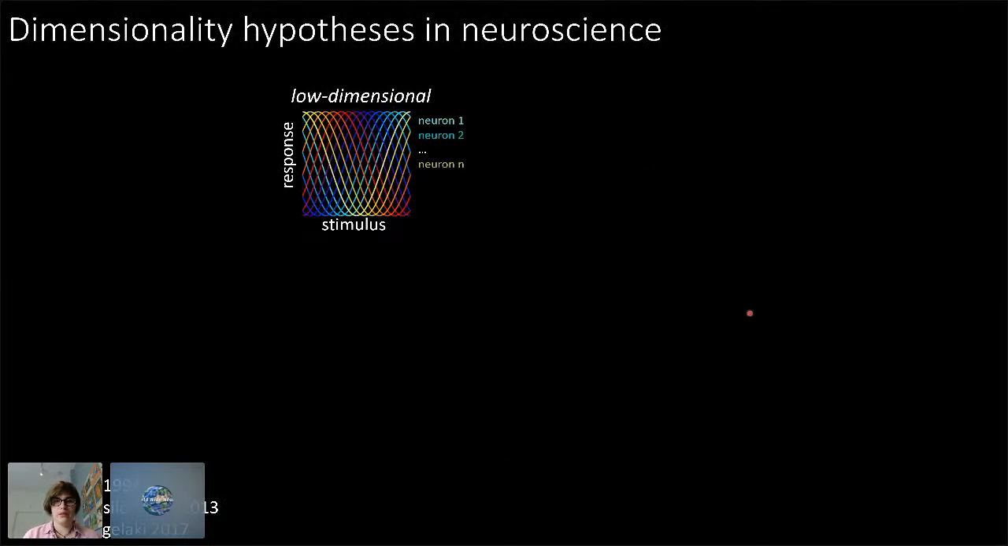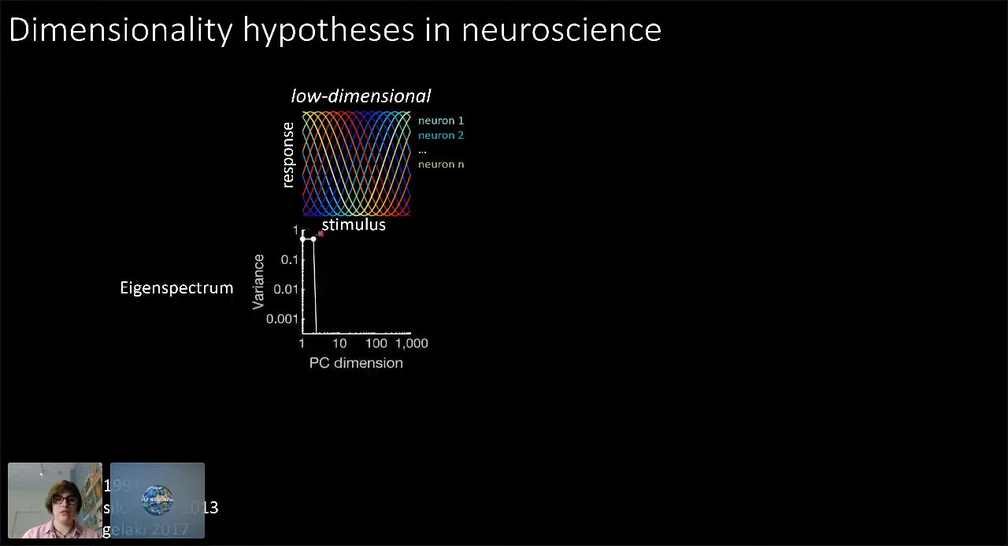So let's say you have a low-dimensional system. This is what the tuning curves would look like for an example of a low-dimensional system in response to a 1-dimensional stimulus. You have these wide tuning curves. Each color is a different neuron here. And this corresponds to a system that's only 2-dimensional. So you have 2 significant eigenvalues and the rest are 0.